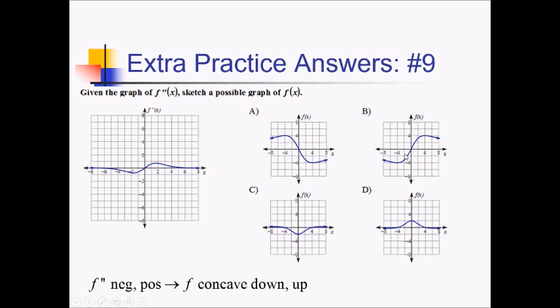B starts concave up, so that's no good. C is concave down then up, but then concave down again. Too many changes in concavity for choice C. And then D also has that issue of having 3 different concavity intervals versus just the 2. So really choice A is all that works here.